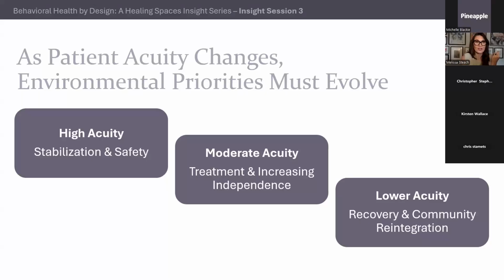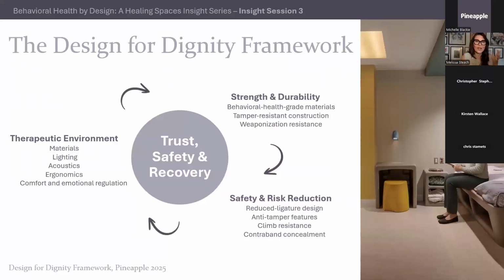All right, so on the screen here, throughout our session, we've explored how patient acuity shapes environmental priorities, but while those priorities evolve across the continuum of care, the design philosophy should continue to go with it. So whether we're designing an emergency psychiatric assessment space, an inpatient behavioral health unit, or an outpatient recovery setting, we're ultimately working toward the same outcomes.